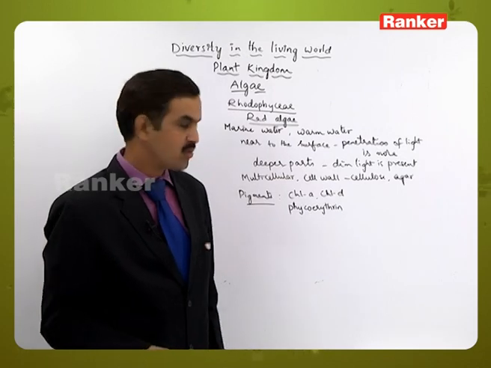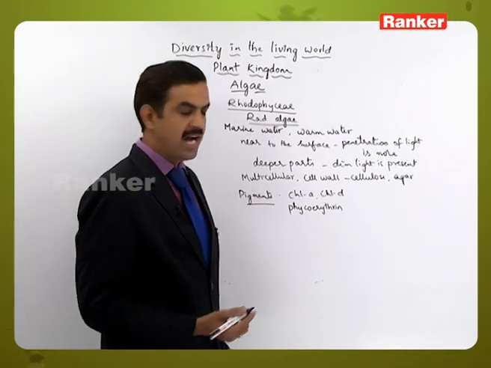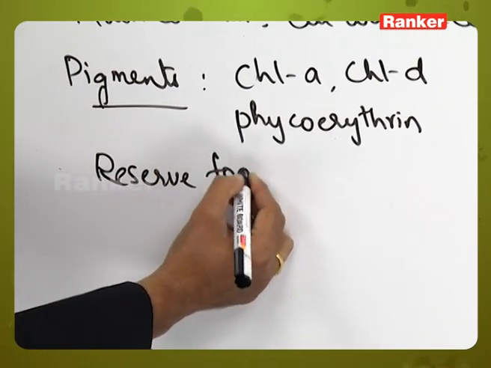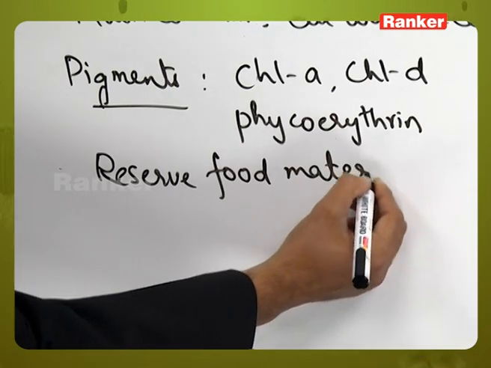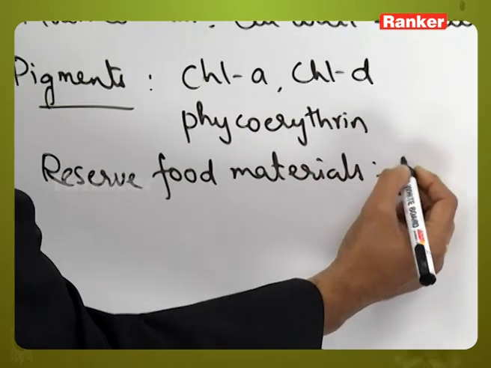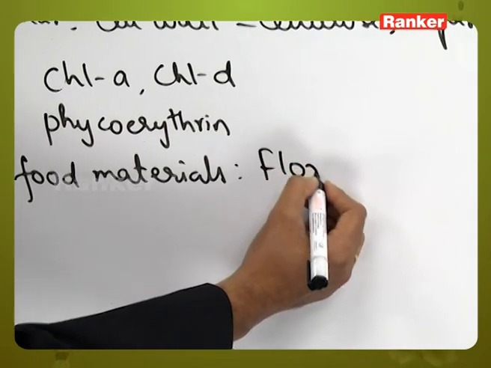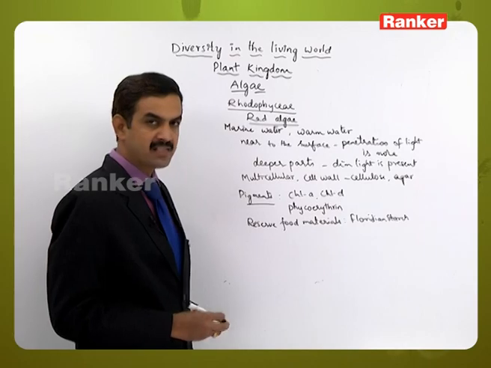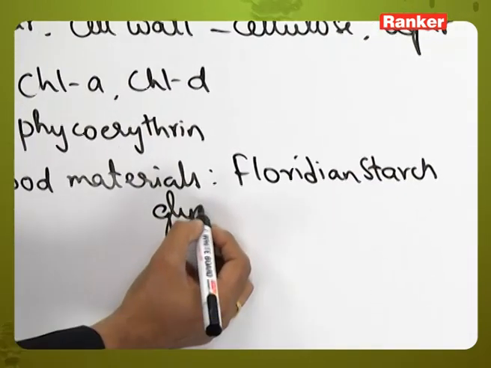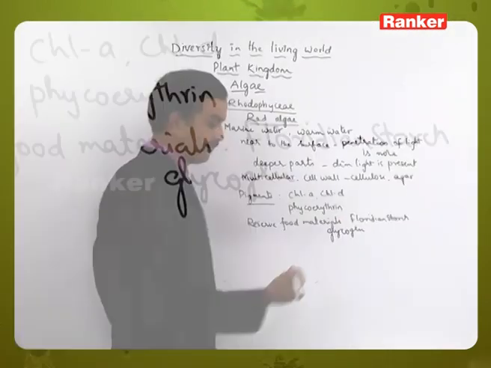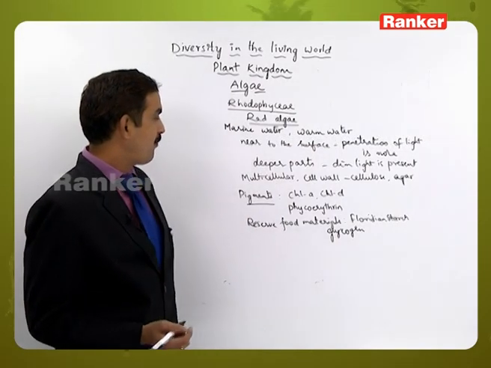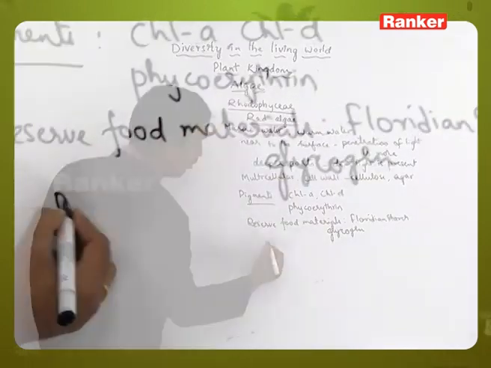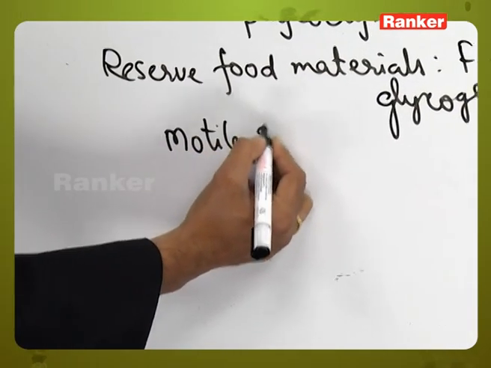The red color is because of phycoerythrin in them, and they perform photosynthesis and store the excess food materials in the form of Floridian starch, and some will store it in the form of glycogen also. In the life cycle of these red algae, generally the motile structures are absent.